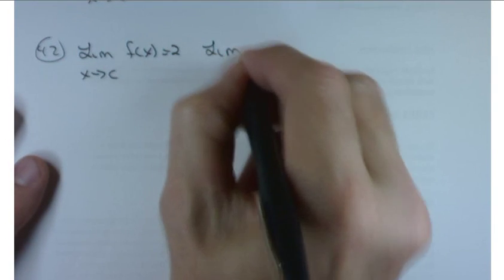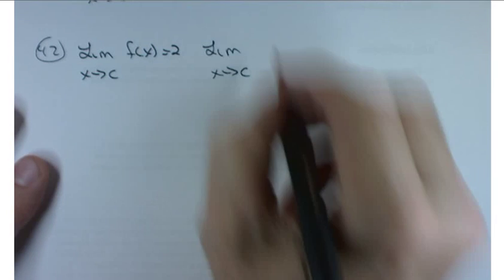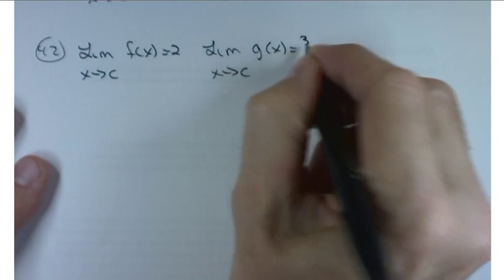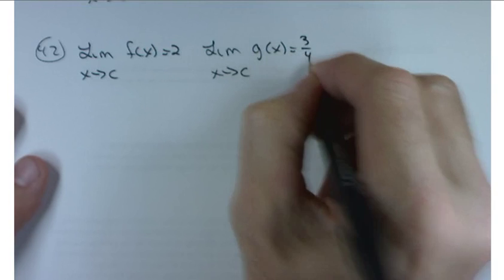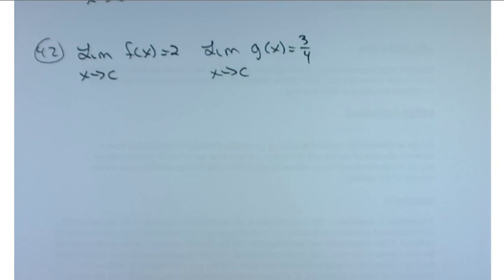Problem 42, they give us that the limit as x approaches c of f of x is 2. And at the same time, the limit as x approaches some constant c of g of x is 3/4. Then they're going to ask you a series of questions based on these limits. And I kind of like these problems because there's really not a whole lot in terms of calculations. It's just, do you understand some of the basic properties of limits?